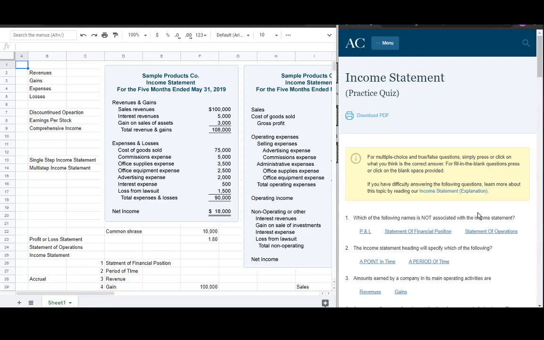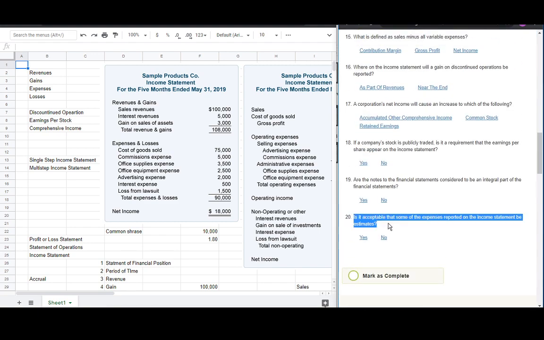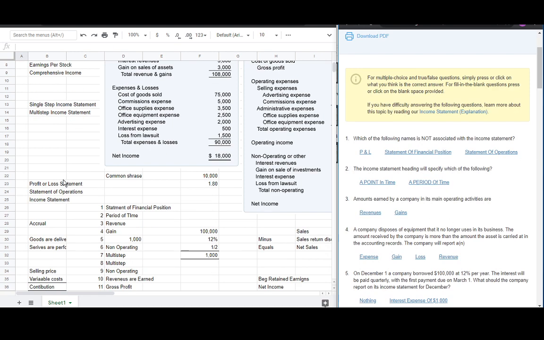Ayan, so in this video, we'll be learning about the income statement. So may mga questions tayo dito na hanggang number 20 na nakuha natin sa accountingcoach.com. So try natin sagutan. So let's start.